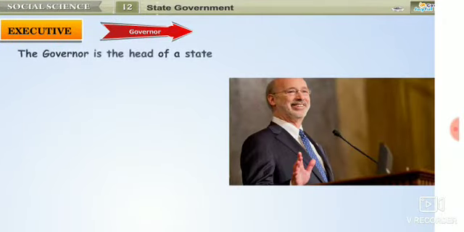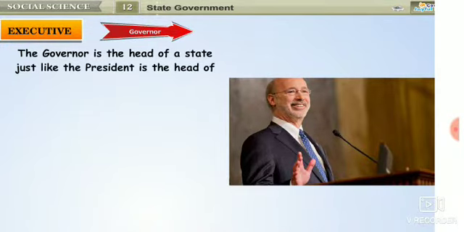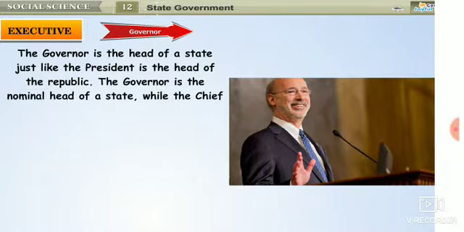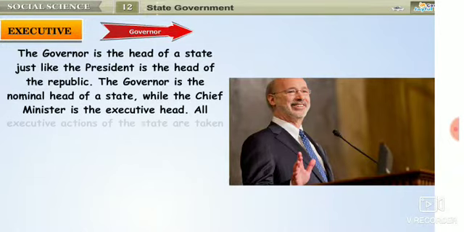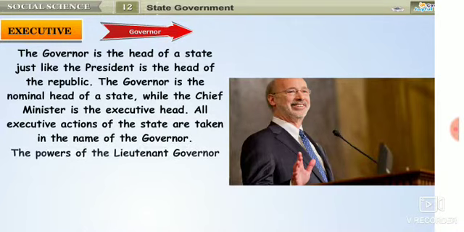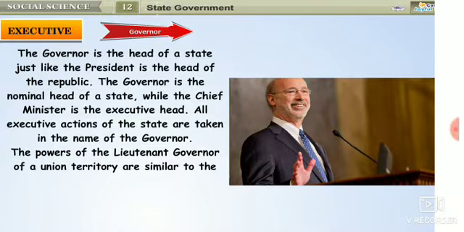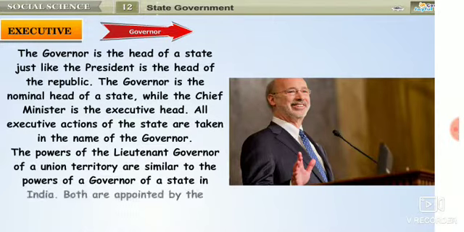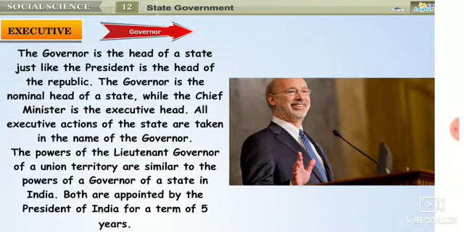Executive. Governor. The governor is the head of a state just like the president is the head of the republic. The governor is the nominal head of a state, while the chief minister is the executive head. All executive actions of the state are taken in the name of the governor. The powers of the lieutenant governor of a union territory are similar to the powers of a governor of a state in India. Both are appointed by the President of India for a term of 5 years.